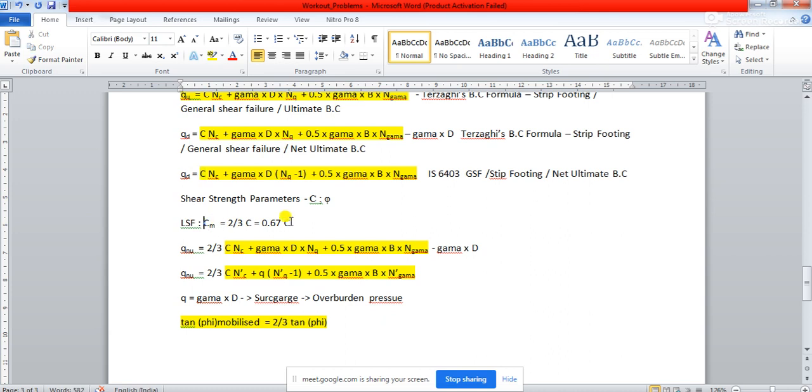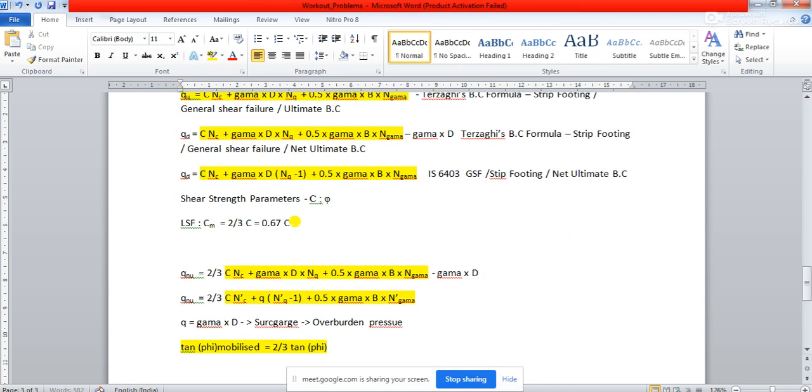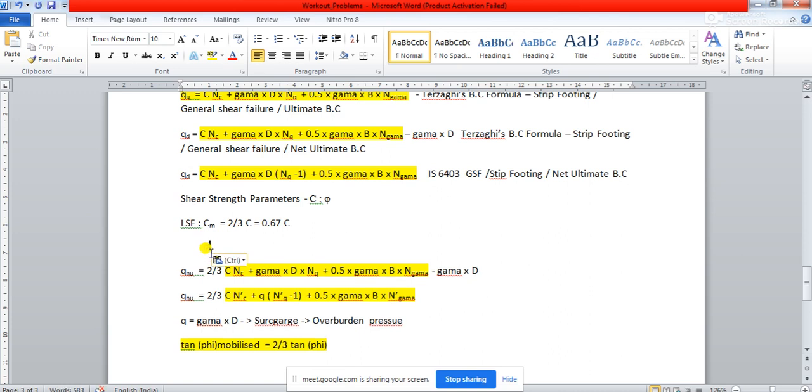That is the first thing I'll have to do. And second thing, if you remember what we have discussed, if I want to have this mobilized angle of friction, I cannot write phi m is equal to 2/3 of phi. Just like cohesion, I cannot write this, it is not correct.